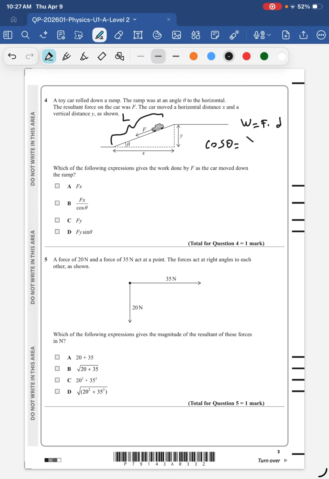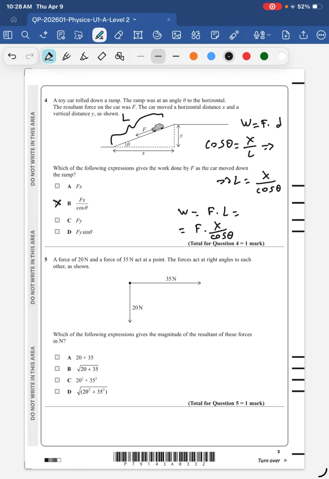So cosine theta is x over L. Therefore, L is x over cosine theta. Therefore, the work done is going to be F times the displacement, which is L in this case. So that's F times x over cosine of theta, which is option B. Okay, I hope this makes sense.